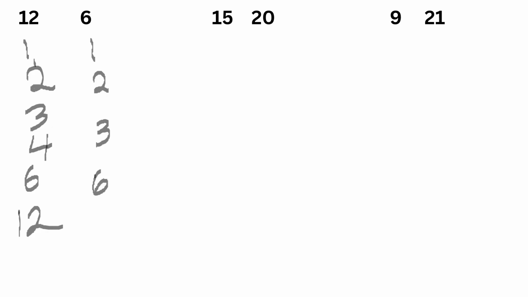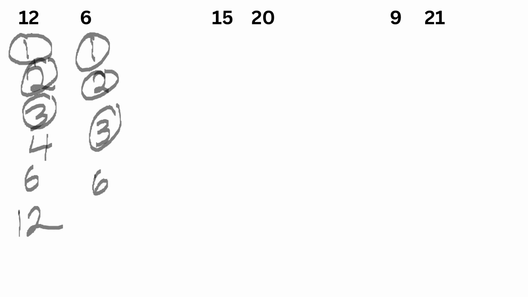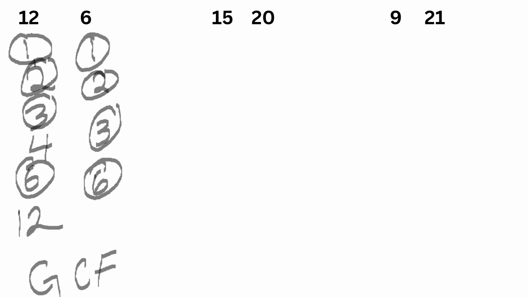So then, let's look into the common factors of both numbers. 1 is a common factor of both of them. We can see 2 on both sides. And then we can also see 3 on both sides. And of course, we have 6 on both sides. But remember, we are looking for the greatest common factor, or you can say highest common factor, which is 6. So the greatest factor of both sides is 6. So the greatest common factor of 12 and 6 is 6.